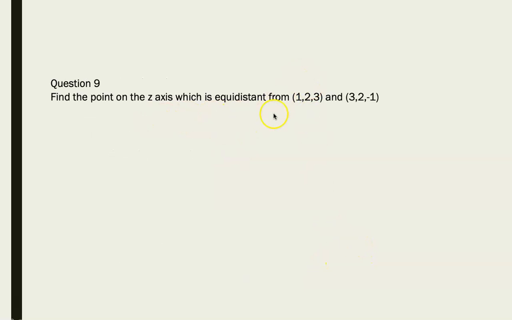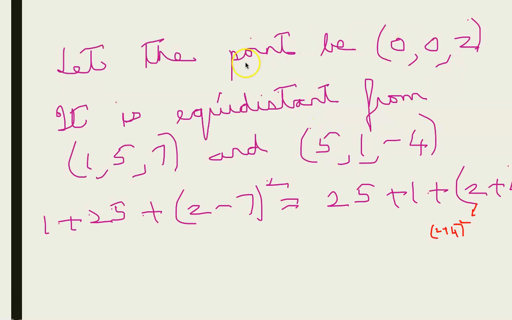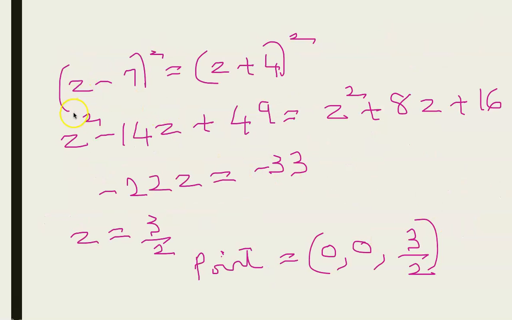Find the point on the z-axis which is equidistant from 1, 5, 7 and 5, 1, -4. Any point on the z-axis is 0, 0, z. So I have 0 minus 1 the whole squared plus 0 minus 5 the whole squared plus z minus 7 the whole squared equal to 0 minus 5 the whole squared plus 0 minus 1 the whole squared plus z plus 4 the whole squared. So simplifying, you get z minus 7 the whole squared is z plus 4 the whole squared. So z is 3 by 2 and your point is 0, 0, 3 by 2.